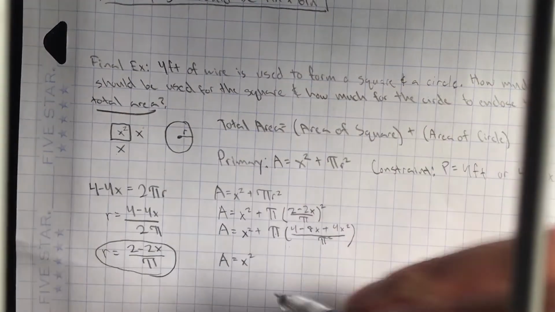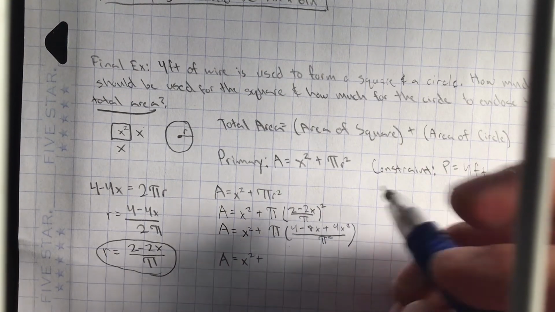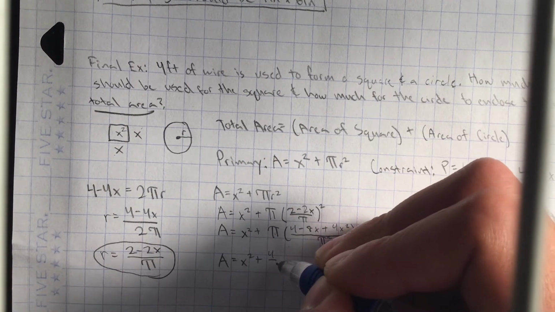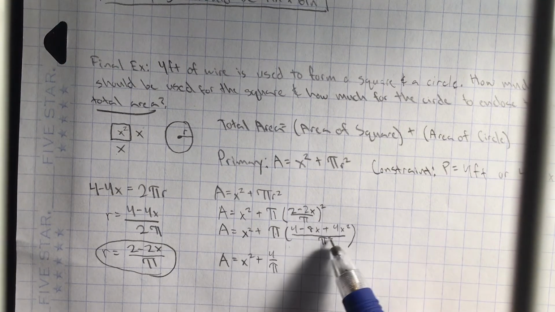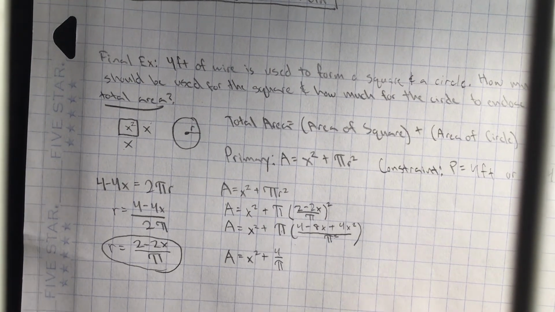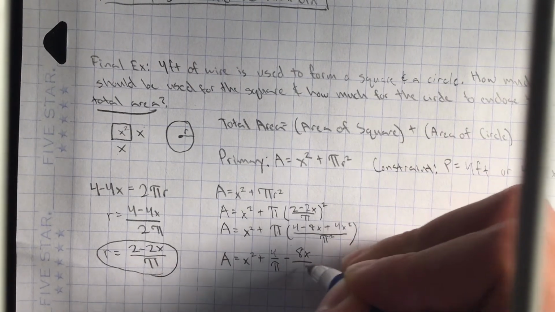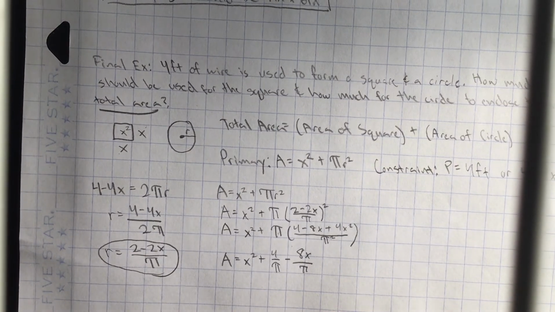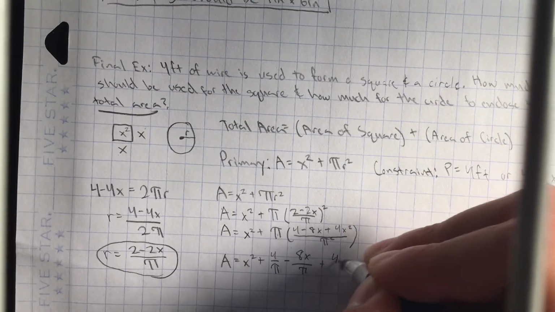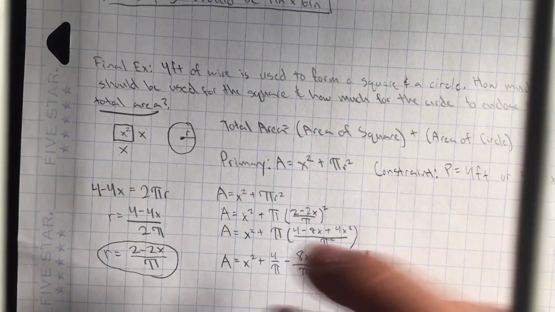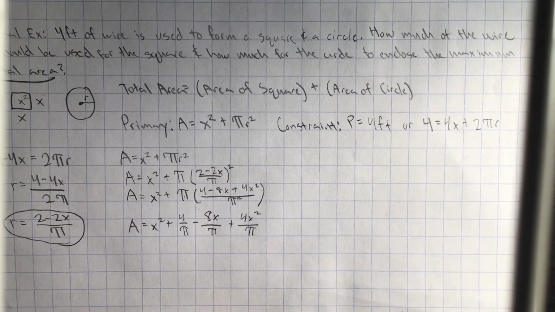So we have our x squared as normal, plus 4 over pi, because we have pi squared down here and 1 pi up here. One of them cancels out, the other one stays on the bottom. Minus 8x over pi, same sort of thing. Plus 4x squared over pi. Now, this is something that we can find the derivative of, so that's what we're going to do.